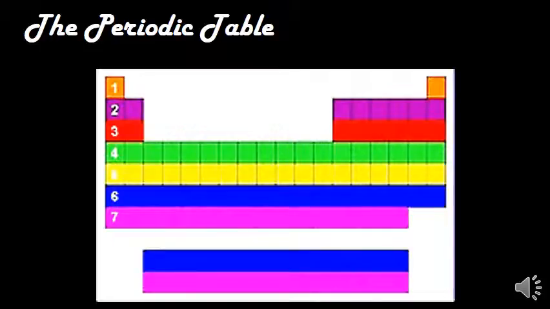Periods are defined as the rows on the periodic table. There's 7 different periods. If you have colored pencils at home, by all means, color in your periodic table.